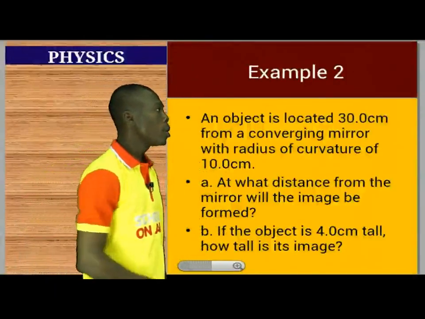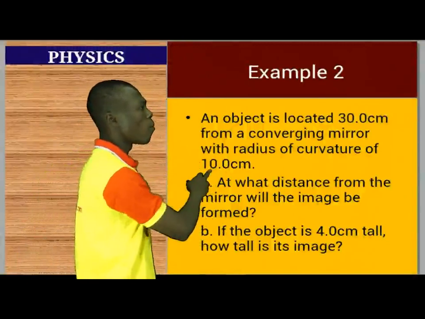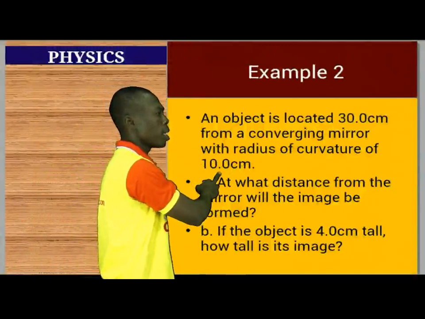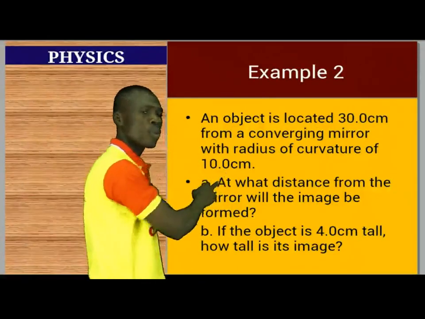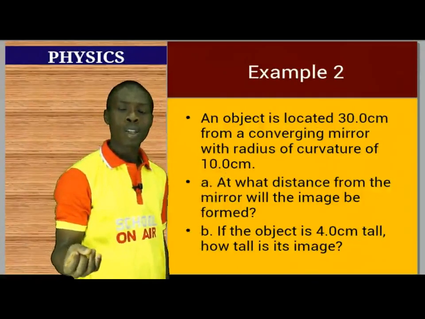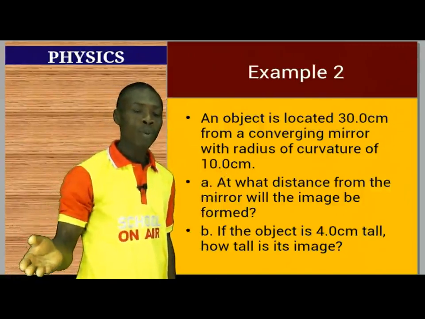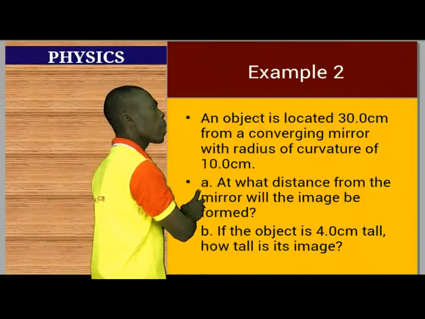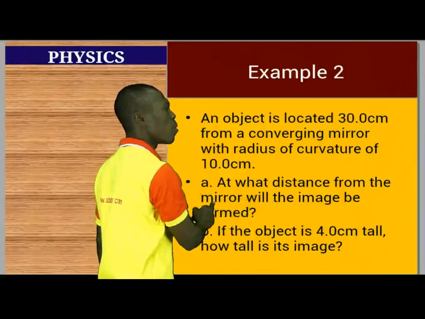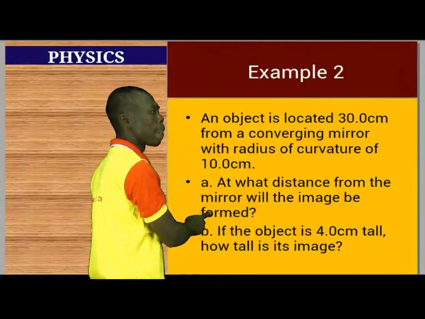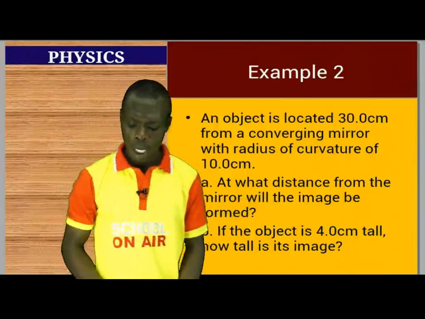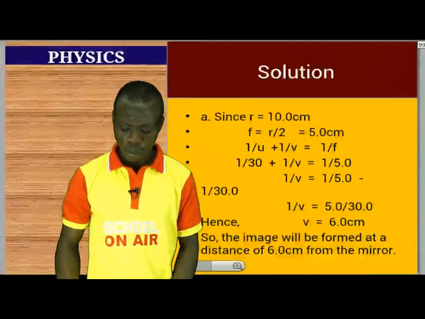Example 2. An object is located 30 centimeters from a converging mirror with radius of curvature of 10 centimeters. Now, we are given radius of curvature. Remember the relationship between radius of curvature and focal length. Your radius of curvature is 2 times focal length, which means that your focal length will be radius of curvature divided by 2. So keep that in mind. Now, A, at what distance from the mirror will the image be formed? And B, if the object is 4 centimeters tall, how tall is its image?